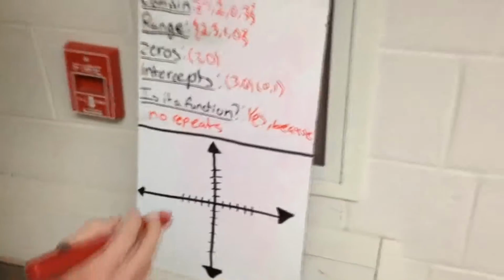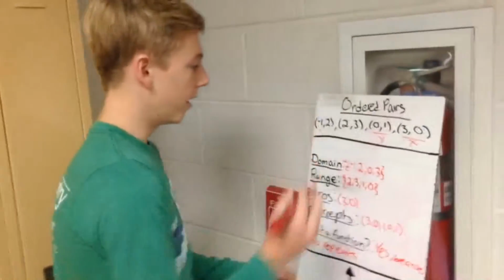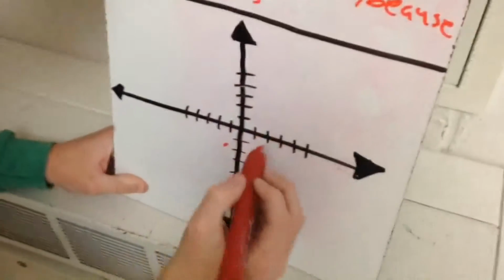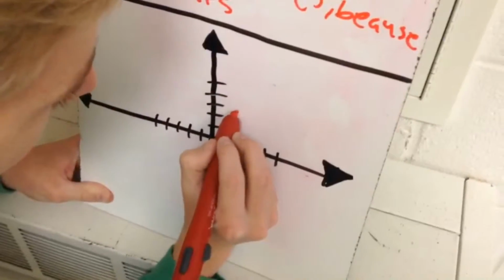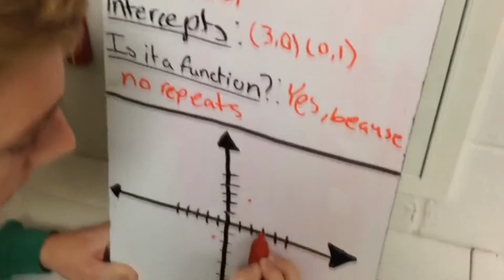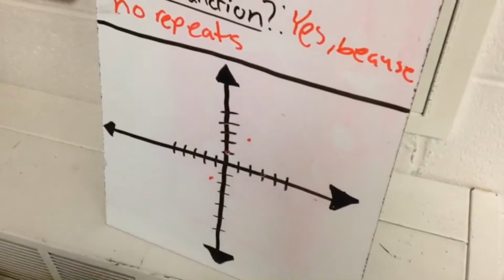Alright, now we can graph it. So, (-1, 2), (2, 3), (0, 1), and (3, 0). Alright, this is an example.